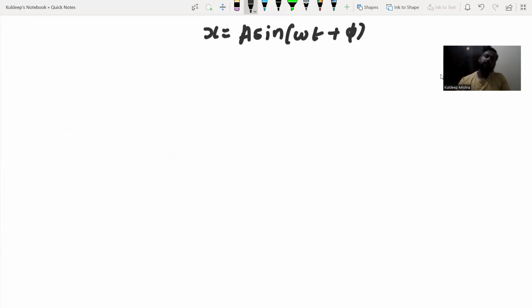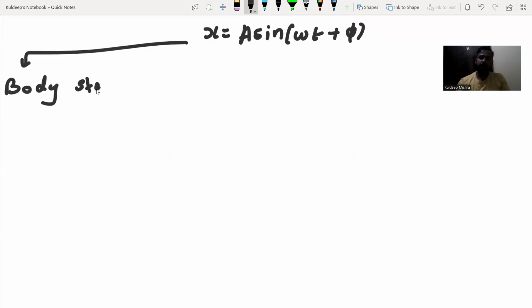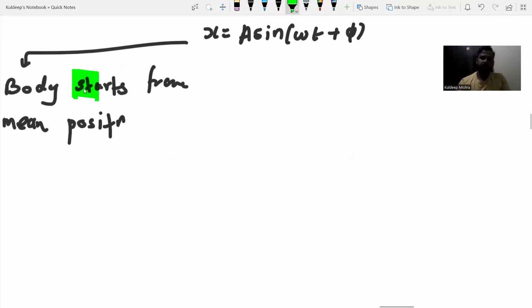Let us say that the body starts from mean position. Now, the word starts implies that the time is zero, because the motion is just started. It is not even started, it is starting. So we are trying to calculate at that time.